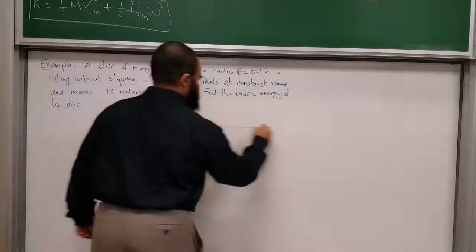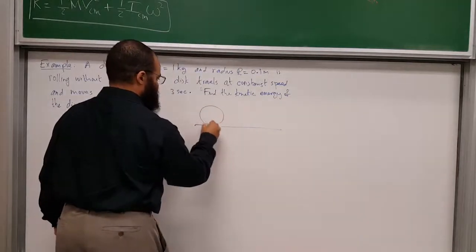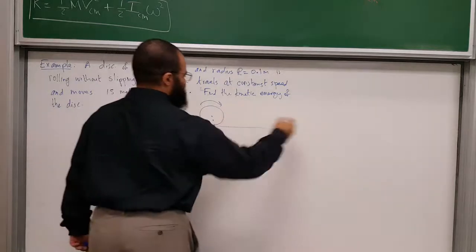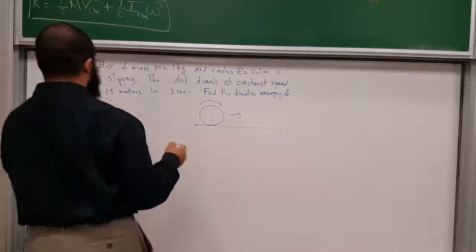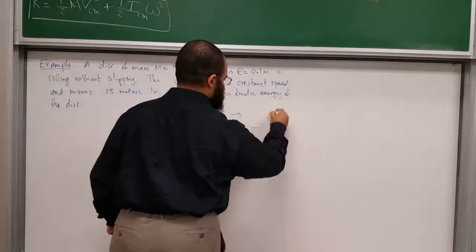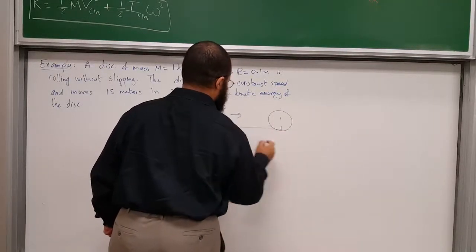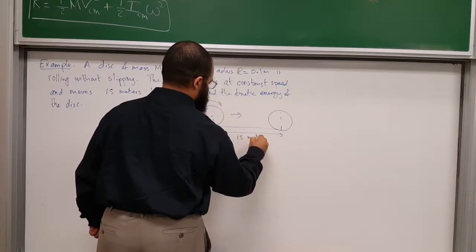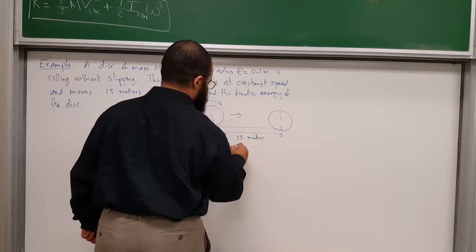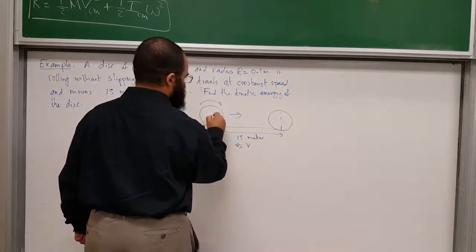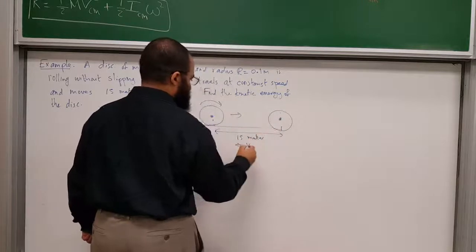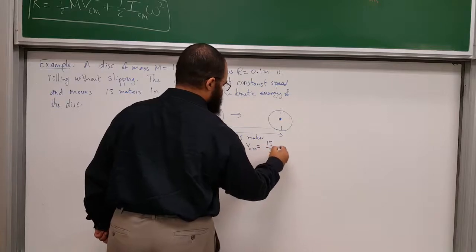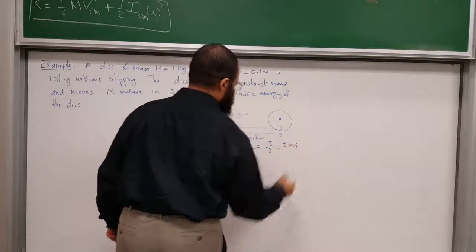So here is a disk. The disk is here. It's rolling without slipping. It has radius r. It's moving at constant speed to the right, let's say, and it moves 15 meters in 3 seconds. So after 3 seconds, it has moved here. So this is 15 meters in 3 seconds. So the center of mass has moved from here to here in 3 seconds. So V center of mass will be the distance over time. So that's 15 over 3, and that's 5 meters per second.